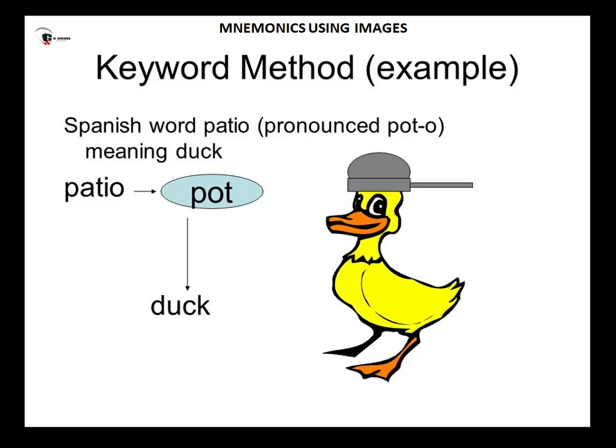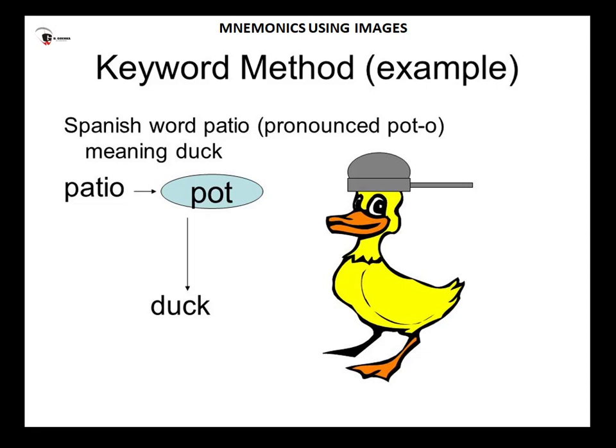So, coming firstly to mnemonics using images. Here, of course, we are making sure that the images are interacting, especially in the case of anything that you wish to remember. Two methods are there under mnemonics using images. The first one is the keyword method, and it's very helpful in learning any foreign language, any new language.